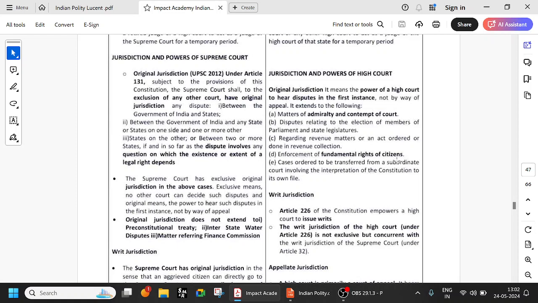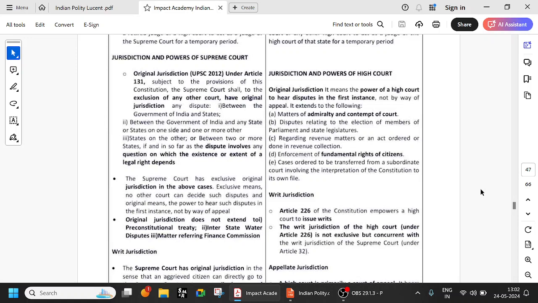So, enforcement of fundamental rights of citizens. In case of fundamental rights also, first you can go to High Court. Even High Courts have original jurisdiction. Even Supreme Court has original jurisdiction in case of fundamental rights. Also, cases ordered to be transferred from a subordinate court involving the interpretation of the constitution to its own file. So if a district court is looking after some case and it requires some form of interpretation of the constitution, then the High Court has original jurisdiction.